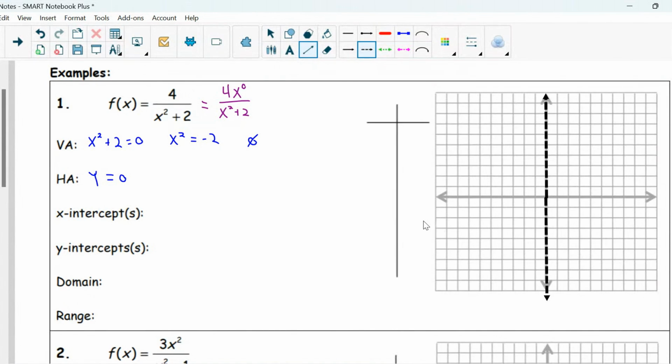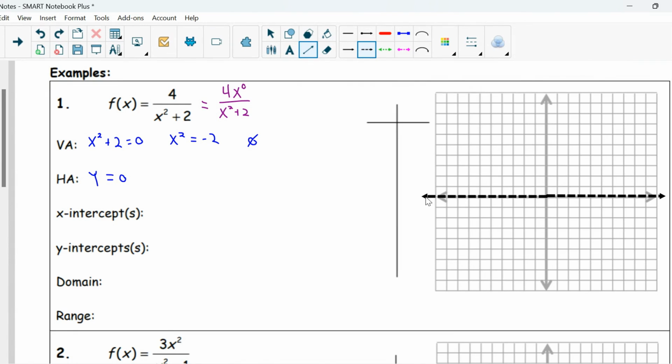So the next thing I want to do is figure out what my x-intercepts are. Or actually, just wait a second. I graphed x equals 0. My bad. Oh, can't do that. Okay, let's fix that. y equals 0. So that's actually just my x-axis.